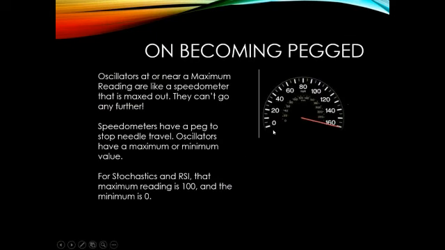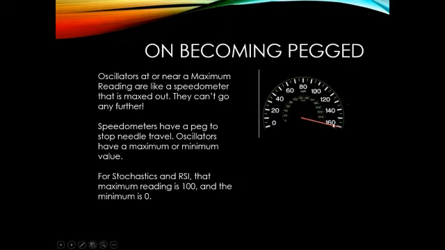I do need to talk about being pegged. This is a mnemonic that I use in my classroom instruction. Oscillators at a near maximum reading are like a speedometer that's maxed out. I hope your car has 160 miles per hour on its odometer. In every class I ask, has anybody ever driven over 100 miles an hour? And in every class, almost inevitably, at least 1 or 2 hands go up.